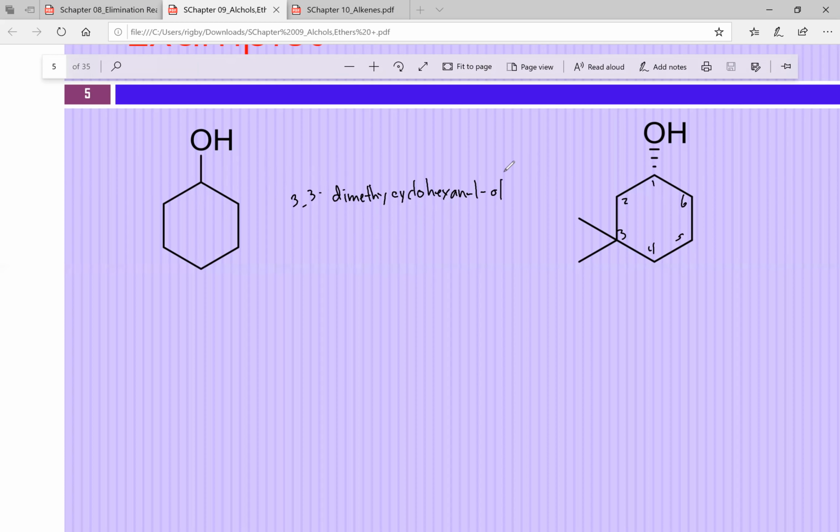And I'm missing something here. I'm missing the stereochemistry at 1. 3 is not a stereocenter, so we don't have to give it a configuration, but 1 we have to. So group 1 is OH, group 2 is this group on the left, group 3 is this group on the right. 1, 2, 3. But that's not quite right, because our lowest priority is not on this dashed wedge.